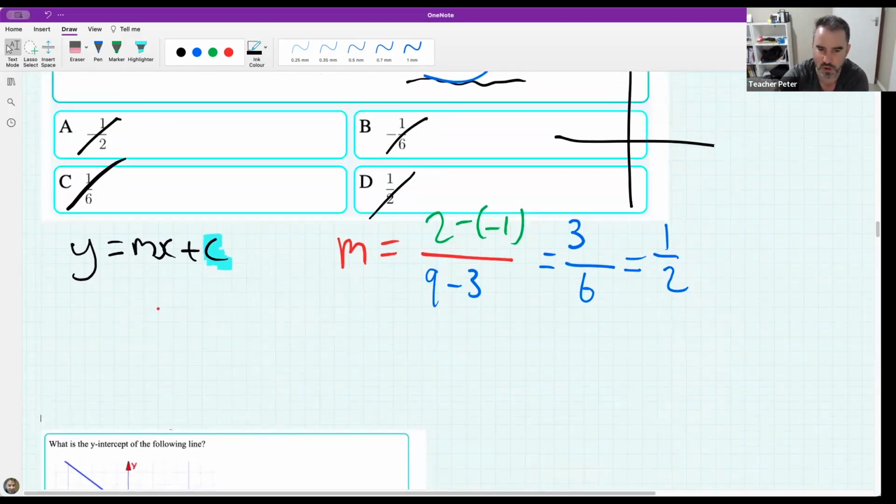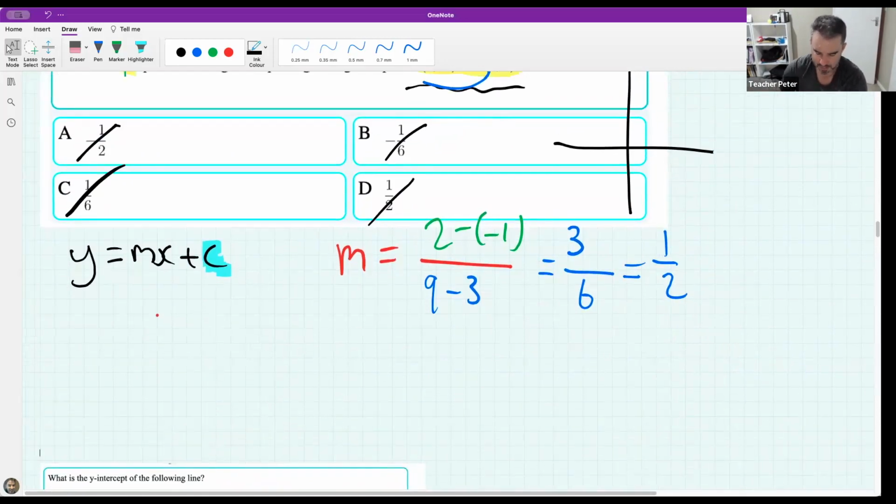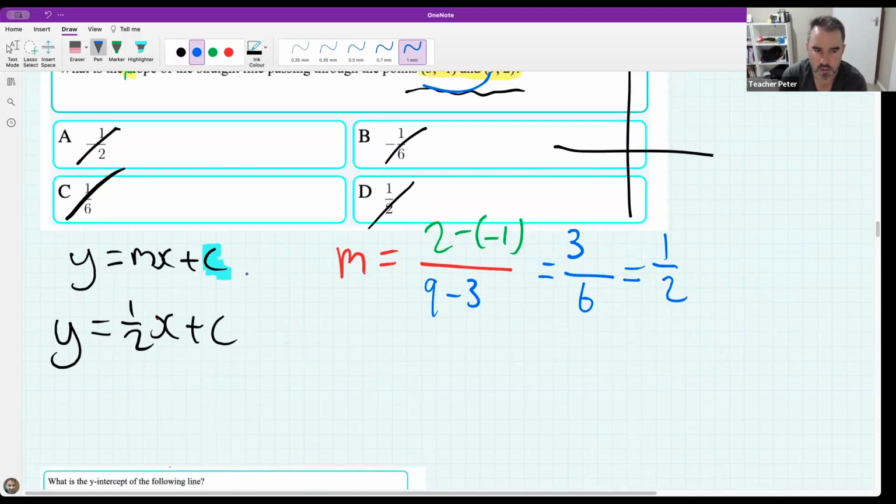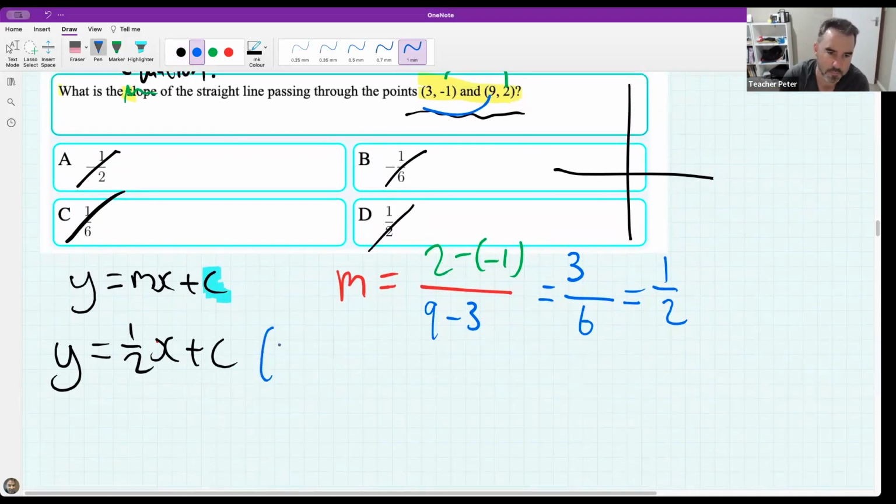Okay, so I'm going to show you both methods. So the one method is to substitute in. So you know that this is a half x plus c, but in order to know what the c is, I'm going to sub the point 9, 2 into that equation. So that's called the substituting method.